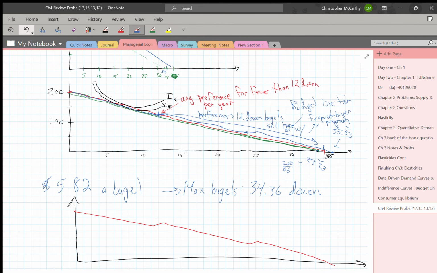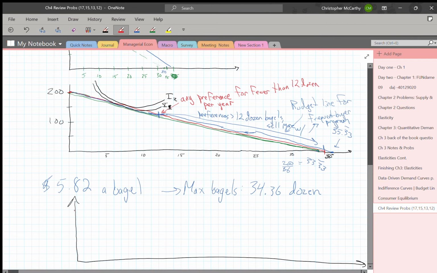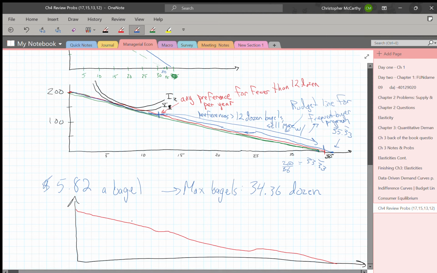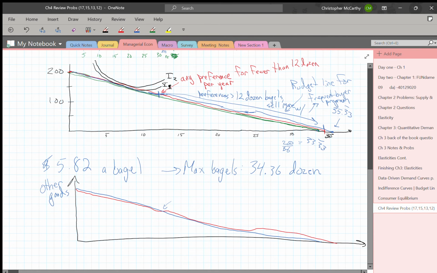And I reversed the colors, which is not helping anybody. Something like that. And then this guy is starting at the same point and then shooting the middle. And so after this point, the red's better in terms of you getting more stuff, right? Whenever we're talking about these budget lines, we're assuming that all the other goods are normal goods as well. And we're told that we know that bagels are normal goods.